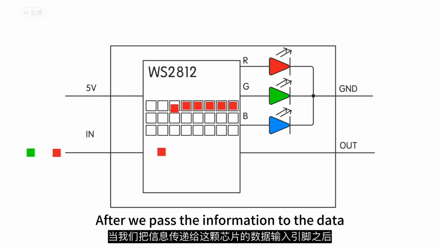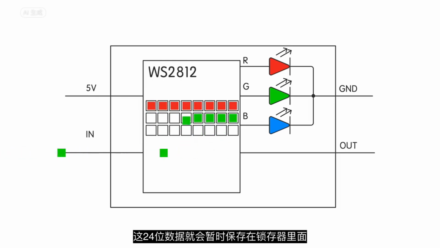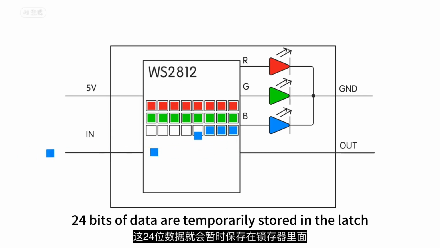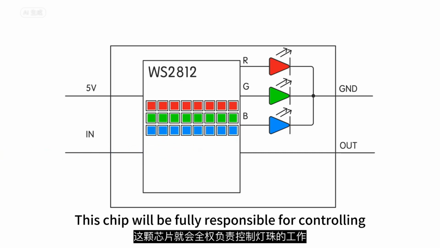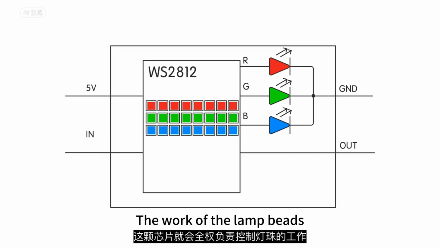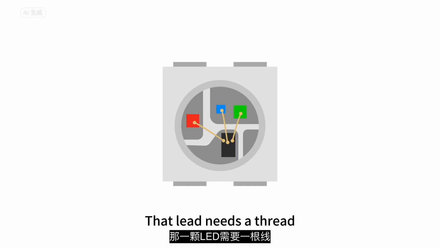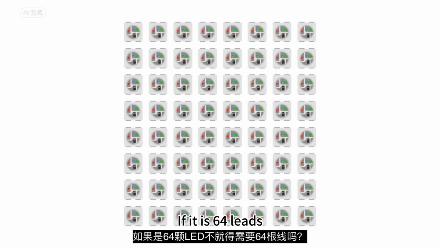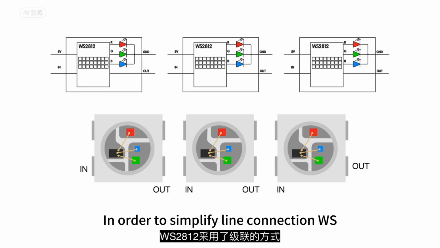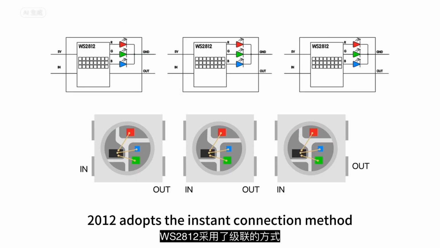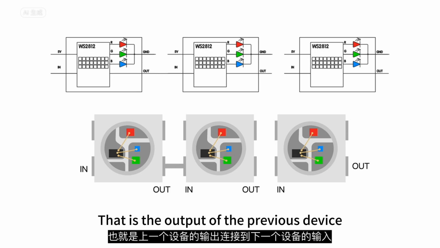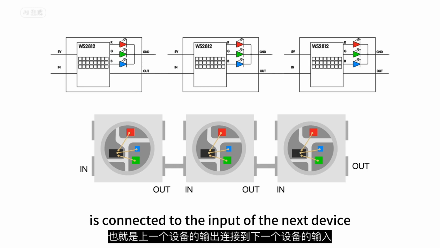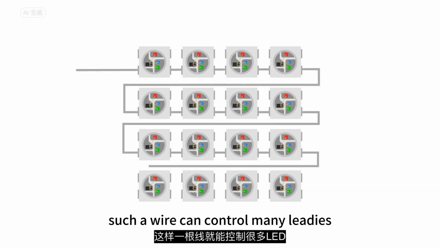After we pass the information to the data input pin of this chip, these 24 bits of data are temporarily stored in the latch. This chip will be fully responsible for controlling the work of the lamp beads. Each LED needs a wire. If it is 64 LEDs, don't you need 64 wires? In order to simplify line connection, WS2812 adopts the cascade connection method. That is, the output of the previous device is connected to the input of the next device. Such a wire can control many LEDs.